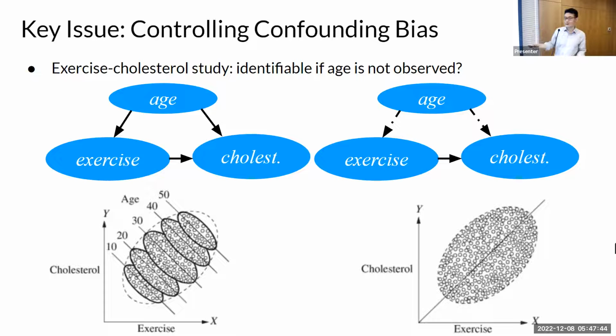However, if you ignore the age information and only consider the distribution of exercise and cholesterol, clearly they are positively correlated, right? As you can see from here, they are positively correlated. So what does that mean? It means that the more exercise you do, the more cholesterol you are going to see on average. It's not a causal effect. Now, you want to identify the causal effect of exercise on cholesterol, right? And suppose you don't observe age.